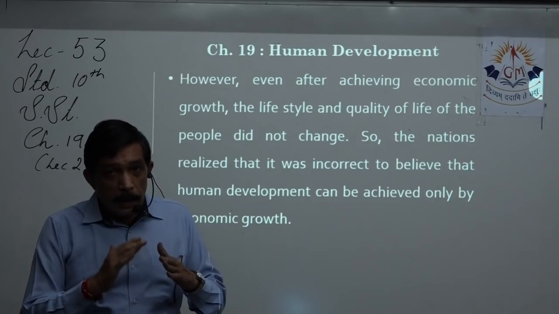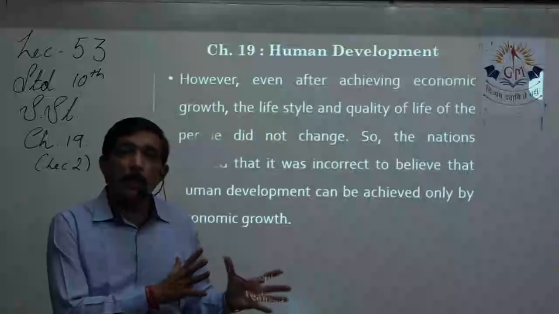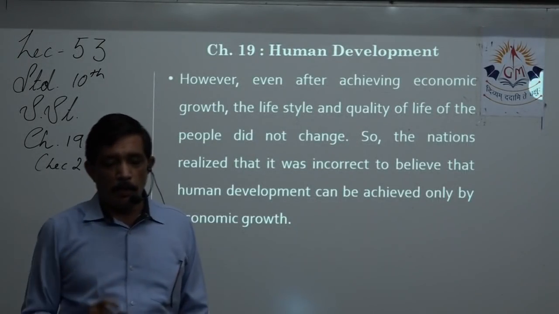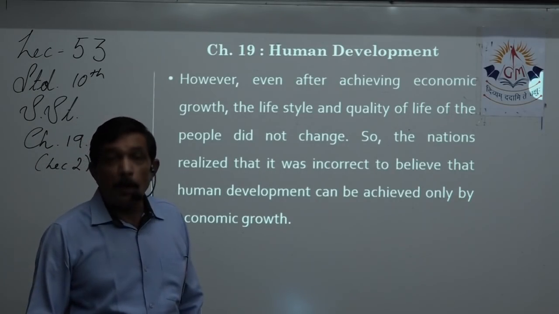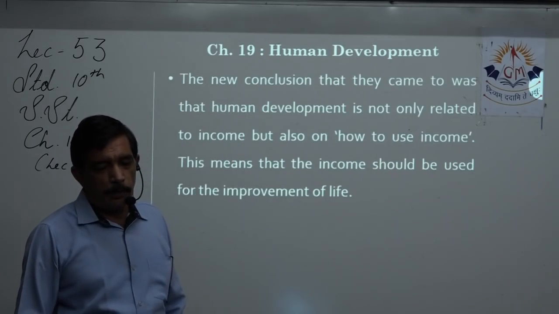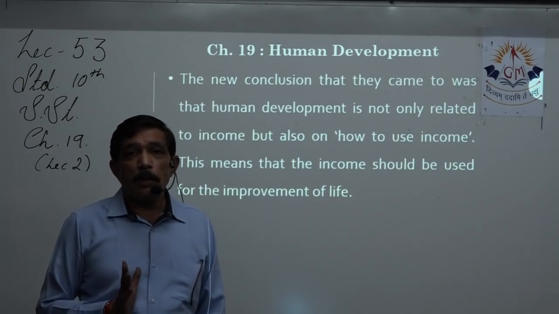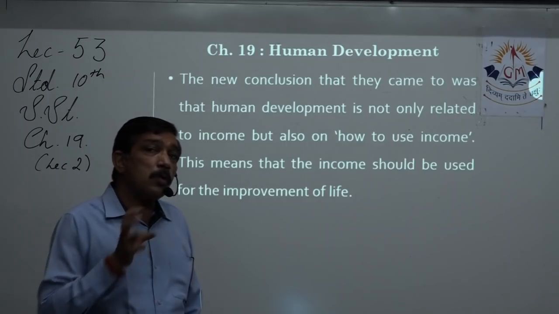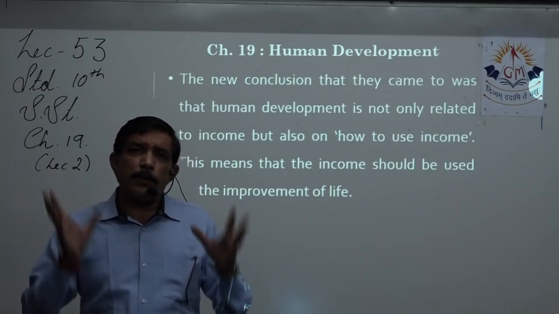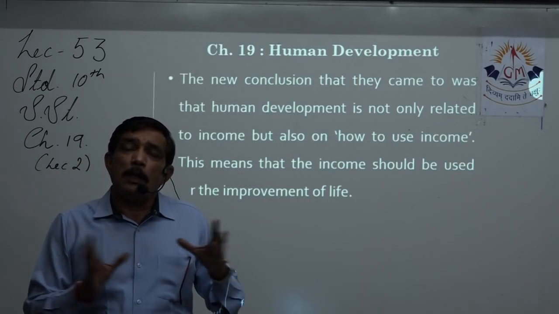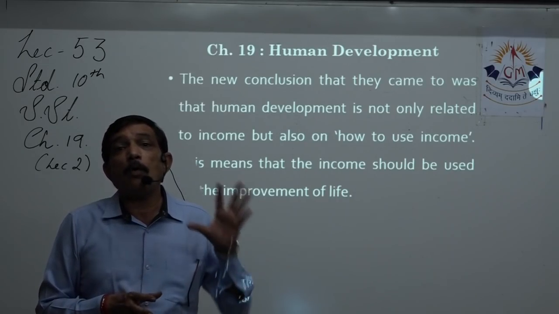So then the nations understood that up till now we were following a wrong method for measuring human development. So the nation realized that it was incorrect to believe that higher your per capita income or economic growth, higher is your human development. So they came to a new conclusion that human development is not only related to income but also how to use income. That means government is using its income. It has lots of income. Each and every citizen is earning enough. The government is also earning a lot of money through taxes and all that. So we have lots of money. But then how do you use your money?